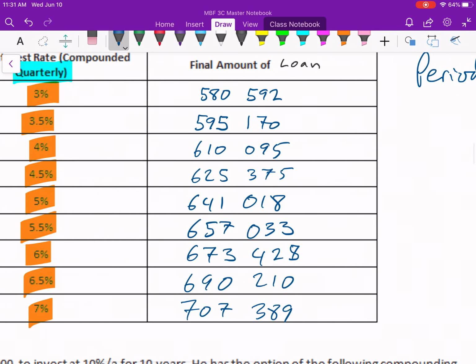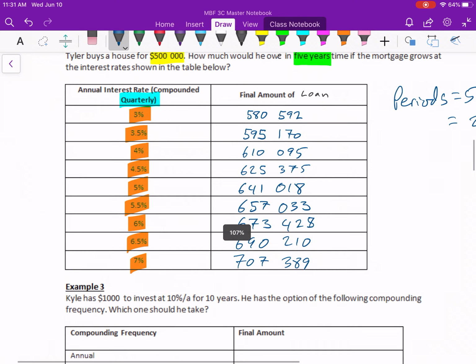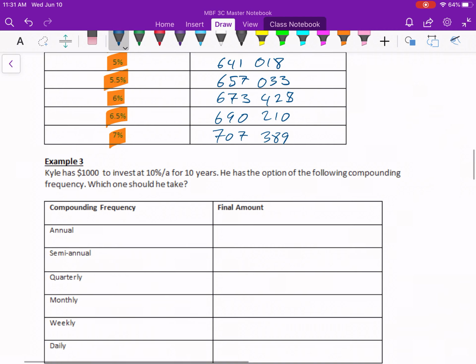So again, everything's exaggerated here. But the difference between, in just 5 years, the amount of money you'd have to pay back at 3% and 7% is over $125,000. $125,000. Think about what you could buy with $125,000. The difference between 3% and 7%, that's what that is under these conditions. So interest rate makes a huge difference.